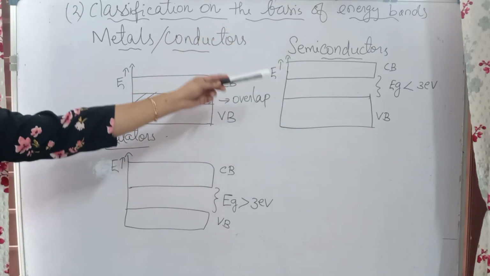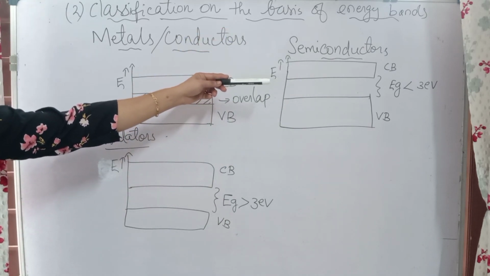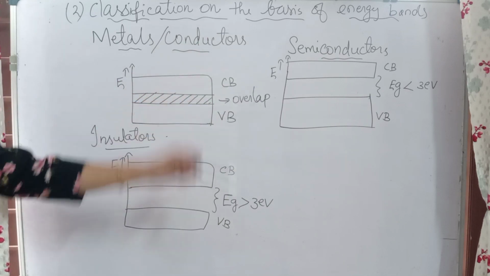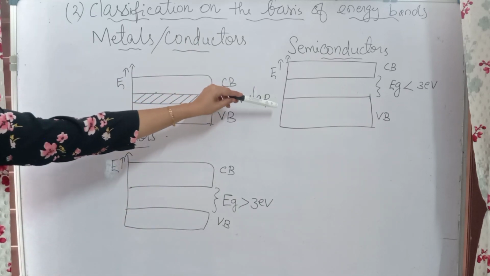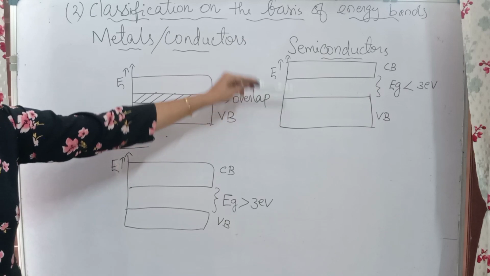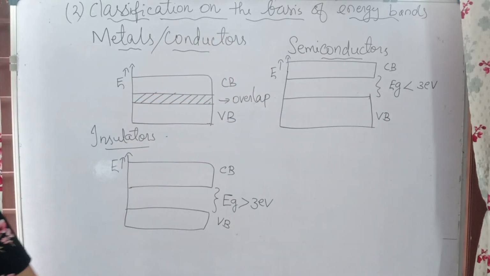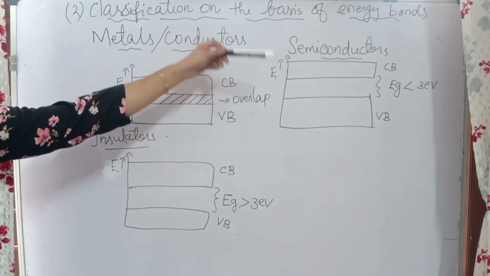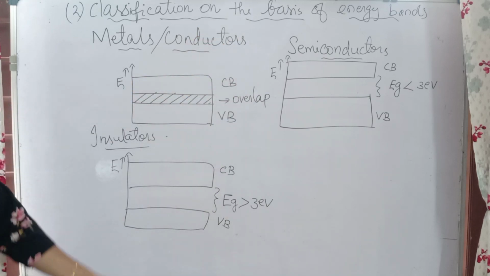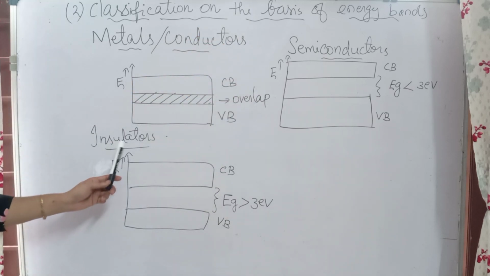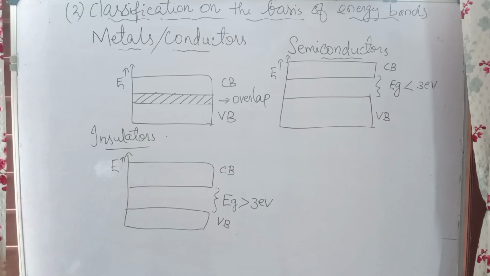So the intermediate energy level will be here, right? If it is getting an energy of less than 3 electron volt, then it will be able to move the electrons from valence band to conduction band, and that will conduct. We will discuss those cases in detail, that means semiconductors. And now we can move to the third classification, that is insulators.